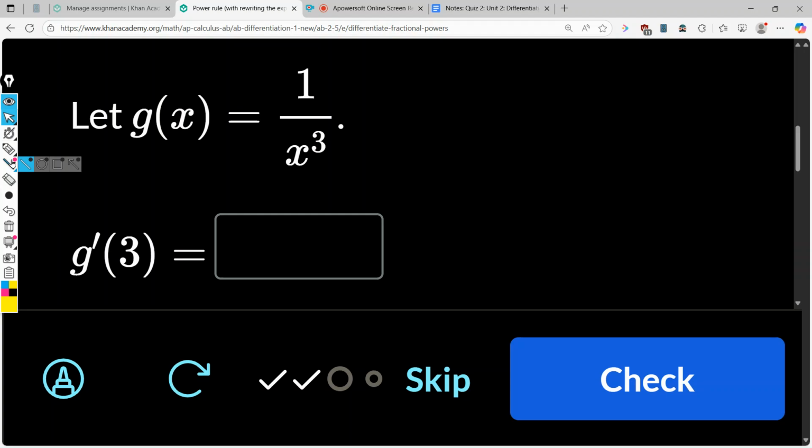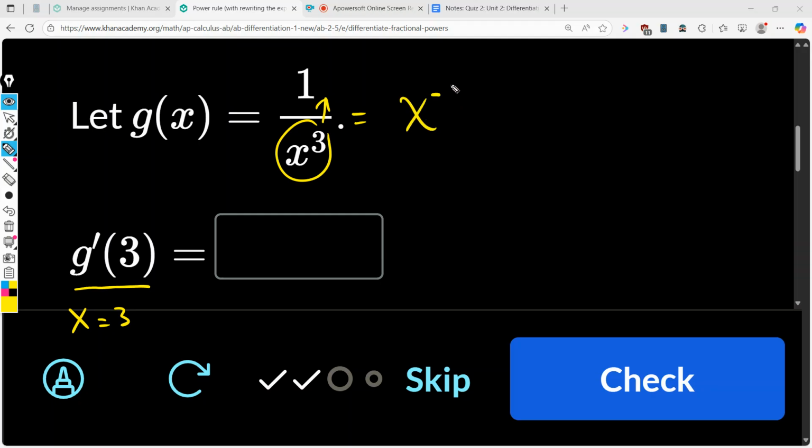All right, here we have 1 over x to the third. They want us to find g prime of 3. So we're looking to find the slope at x equals 3. Let's transfer this. 1 over x to the third. If we take this and move it up to the numerator, that's going to be x to the negative 3. You just change the plus minus sign on the exponent.